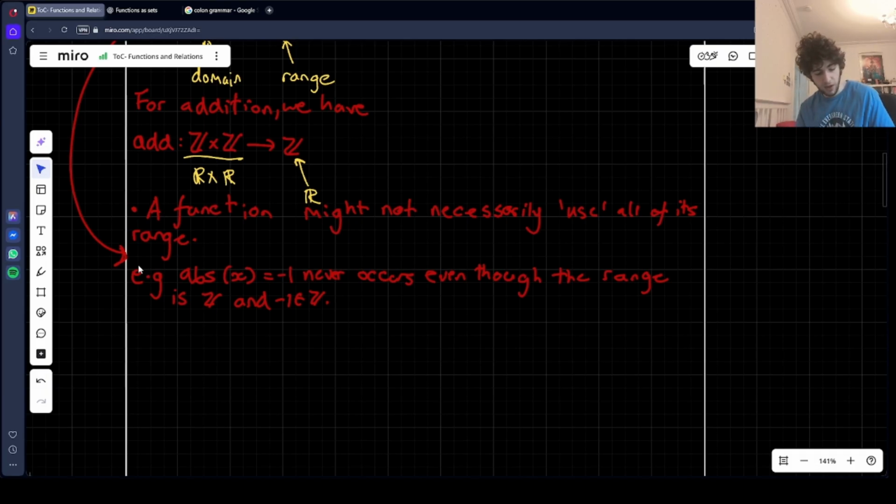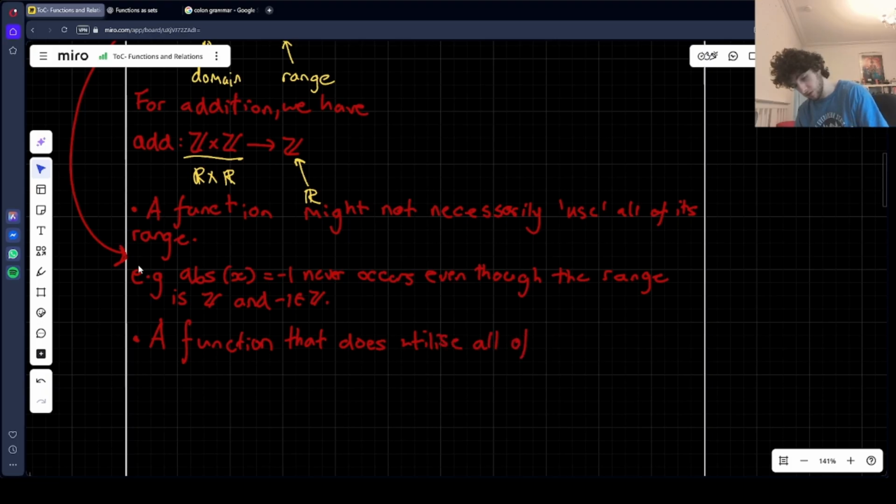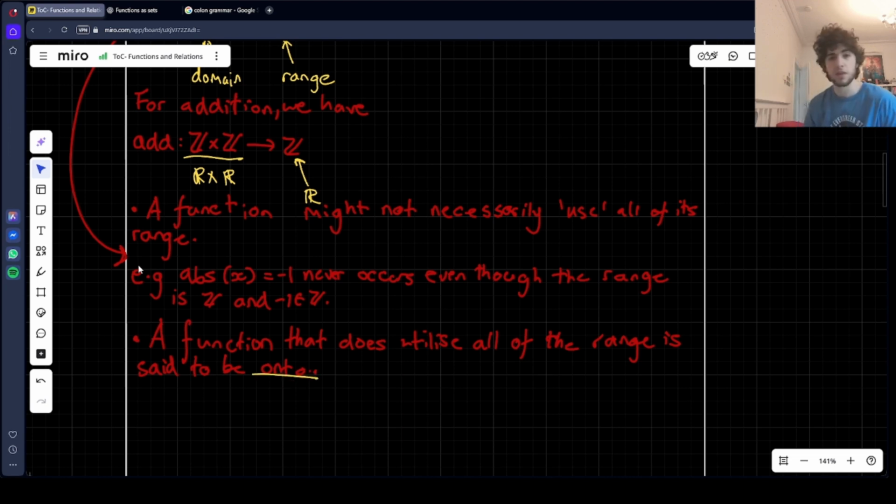But there's a name that we have for a function that does actually utilize all of its range, okay? So a function that does utilize all of the range is said to be onto. So that's special wording there.